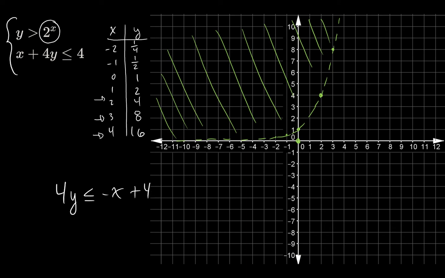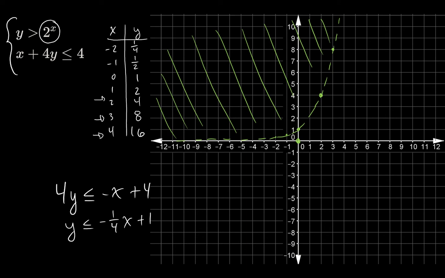And then I'm just going to divide both sides by positive 4. So this should be y is less than or equal to -1/4 x and then plus 1. So I see my y-intercept and I see the slope pattern, so let's pick a different color for this. We'll go with this kind of blue or periwinkle or something.